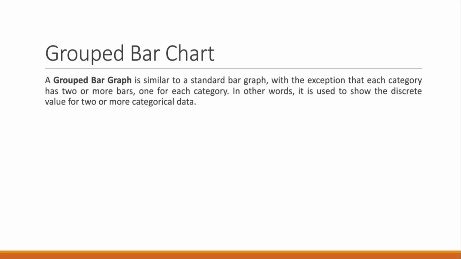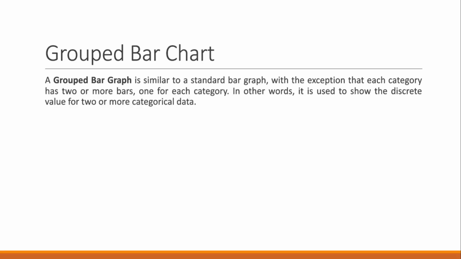So let's begin. Basically, a group bar chart is also an extended type of a bar chart. It is also referred to as a multiple bar chart or a clustered bar chart. A group bar chart is similar to the standard bar graph with an exception that each category has two or more bars, one for each category. In other words, it is used to show the discrete value for two or more categorical data.